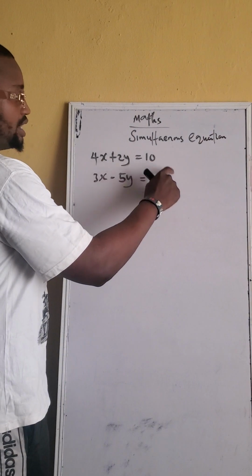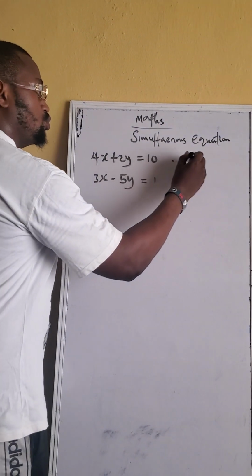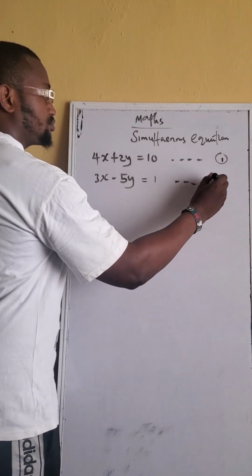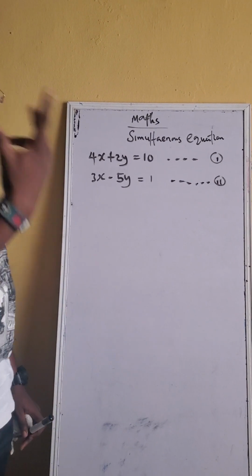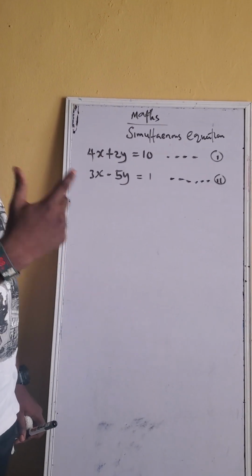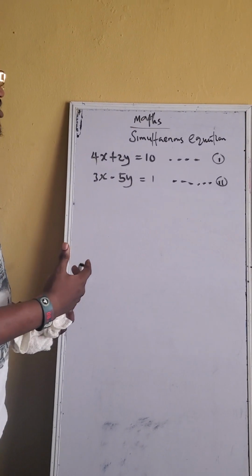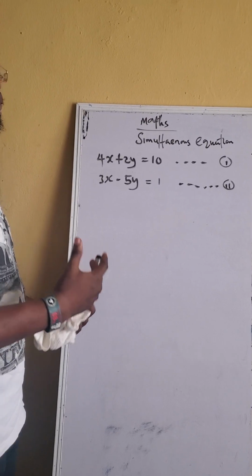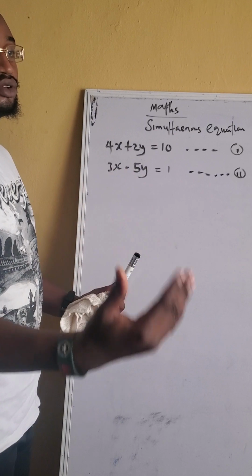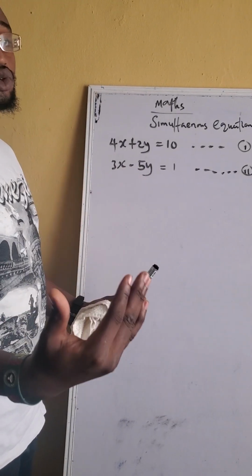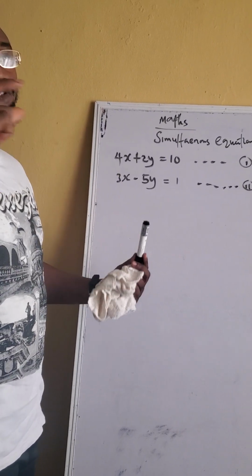Now we have 4x plus 2y equals 10, and we have 3x minus 5y equals 1. We call it equation 1 and equation 2. Now we'll be solving this using both methods, but we'll first take the first method, which is substitution method. Substitution method is all about substituting something for something in a particular equation. And for you to be able to substitute, you have to be able to isolate.